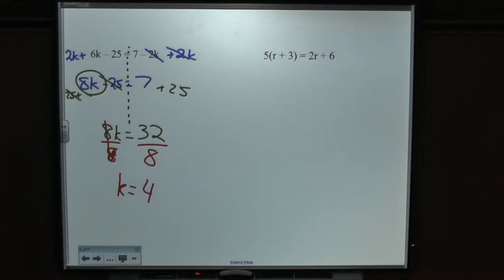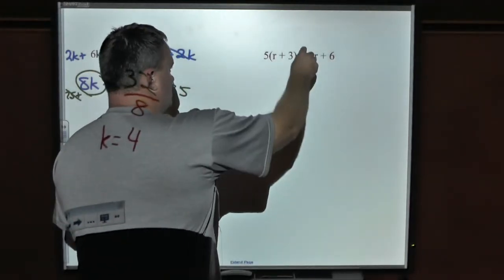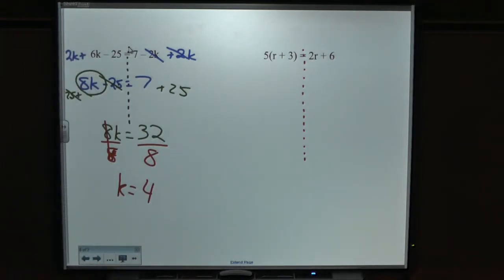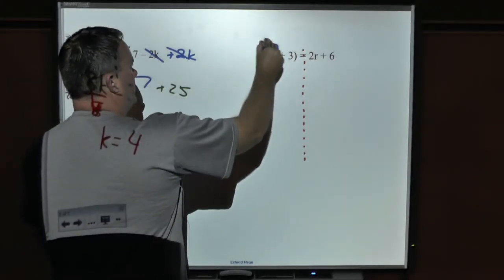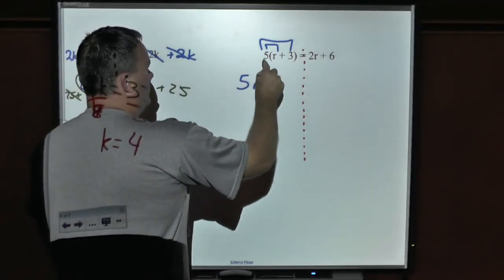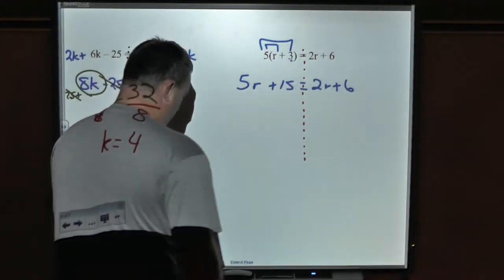All right, last one. 5 times the quantity r plus 3 is equal to 2r. As we talked about before, just left and right side. When we look at these, no matter what problem we look at, you have to simplify parentheses first. So we have to do 5 times each term inside that set of parentheses. So 5 times r is 5r. 5 times 3 is 15. And on the other side, we just rewrite it.